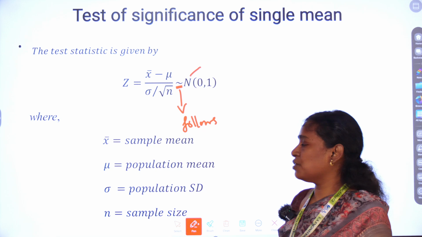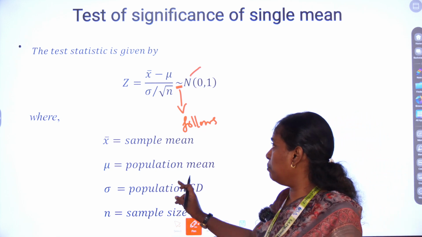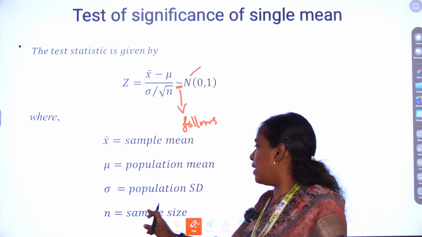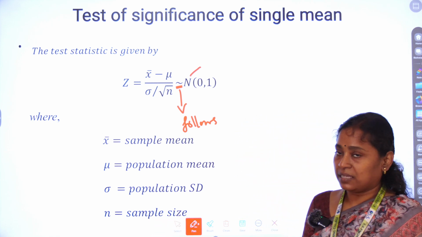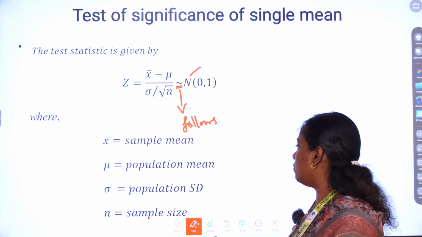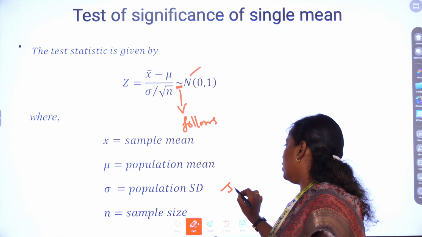Now here, what is your x bar? It is nothing but the sample mean, mu is the population mean, sigma is the population standard deviation, and n is nothing but the sample size. Sometimes instead of the population standard deviation, they will give the sample standard deviation also.